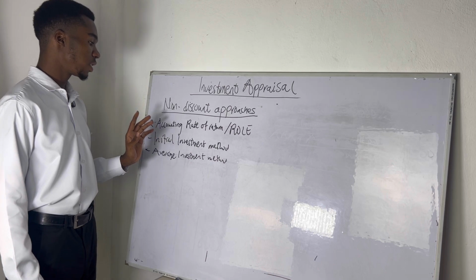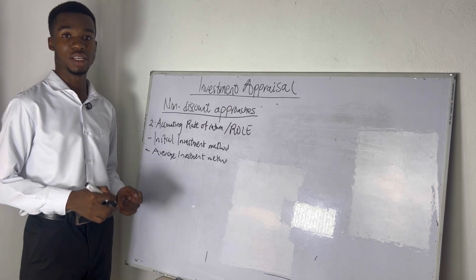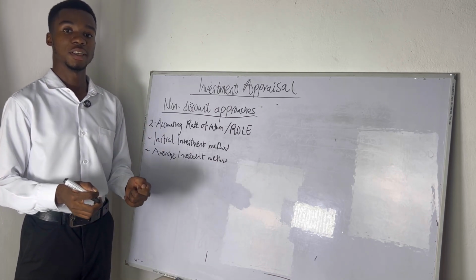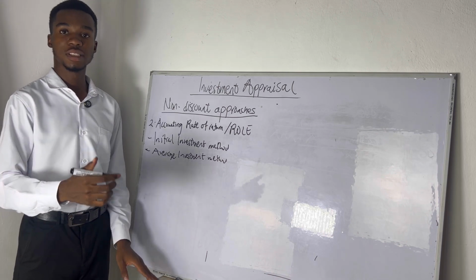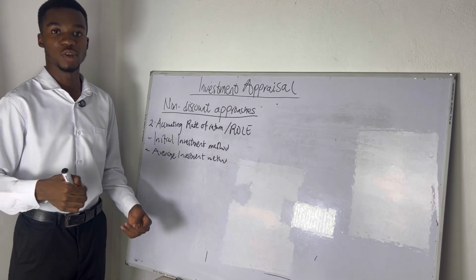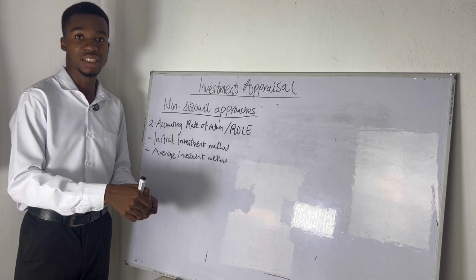Now, the initial investment method looks at how much you are going to get using the initial investment, or how much you put in. So if you put in 80,000 cedis, how much are you going to get, or the percentage of the 80,000 cedis that you are going to get.